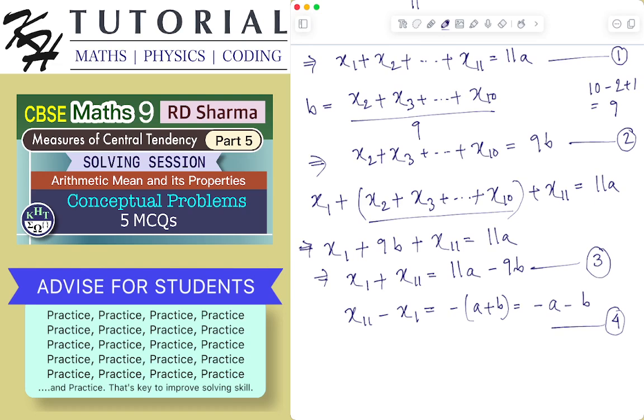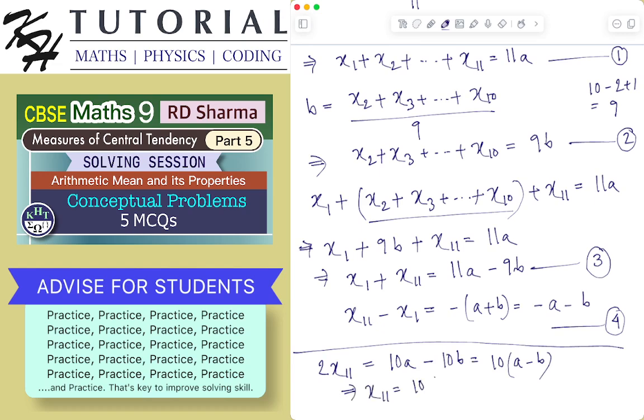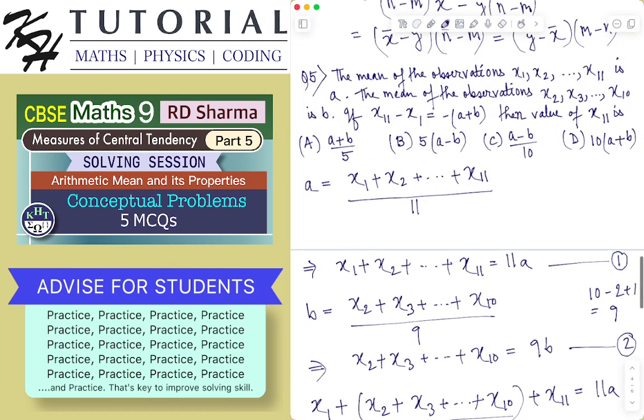If I add equations 3 and 4, I will get twice of x11 is equal to 10a minus 10b, which is equal to 10 into a minus b. This implies x11 is equal to 10 into a minus b divided by 2, which is 5 into a minus b. So x11 is 5 into a minus b. So the correct choice is B.